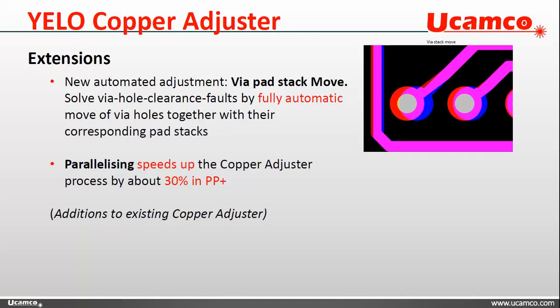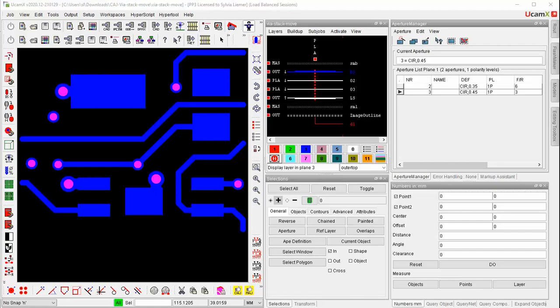As promised to you in the past, our YELO products are growing and helping to enlarge the automation. One of the new automated adjustments is the wire pad stack move. Solve wire hole clearance faults by fully automatic move of wire holes together with their corresponding pad tracks. Let's see how that will work.